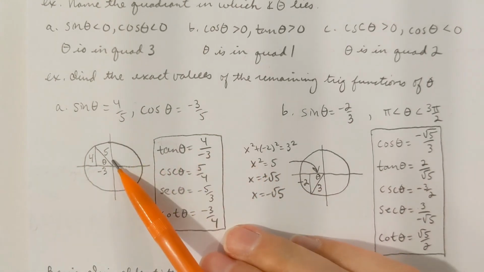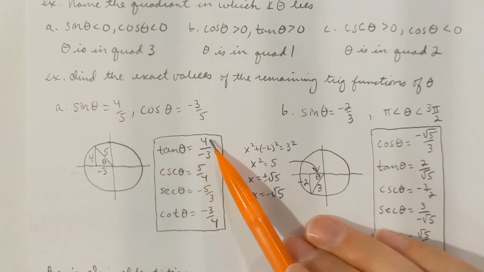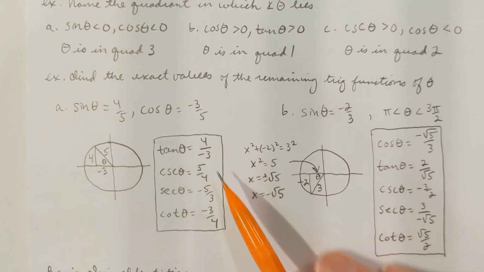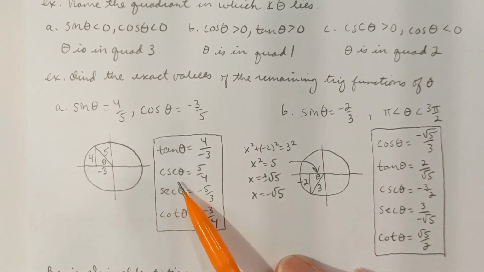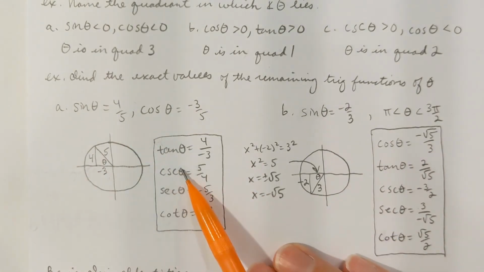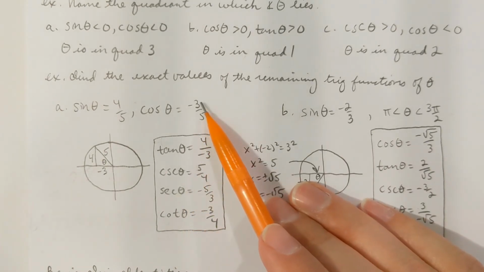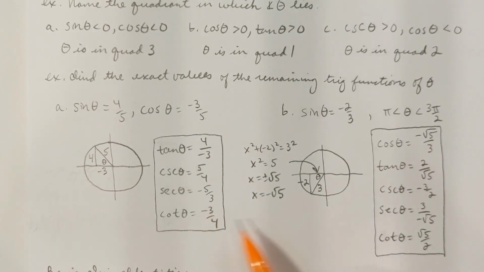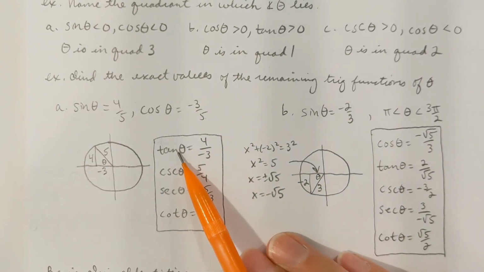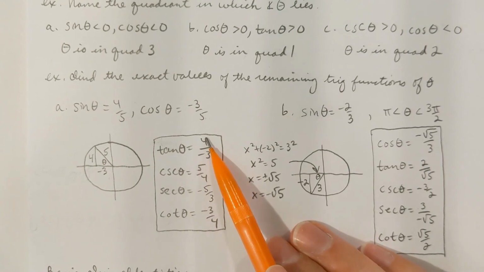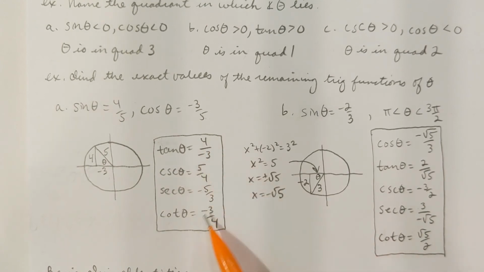Tangent theta, opposite over adjacent. That'd be 4 over -3, or -4/3. Cosecant theta would be the reciprocal of sine theta. Sine theta is 4/5, so cosecant theta would be 5/4. Secant theta is the reciprocal of cosine theta. Cosine theta is -3/5, so secant theta would be -5/3. And then cotangent theta is the reciprocal of tangent theta. Tan theta is -4/3, so cotangent theta would be -3/4.